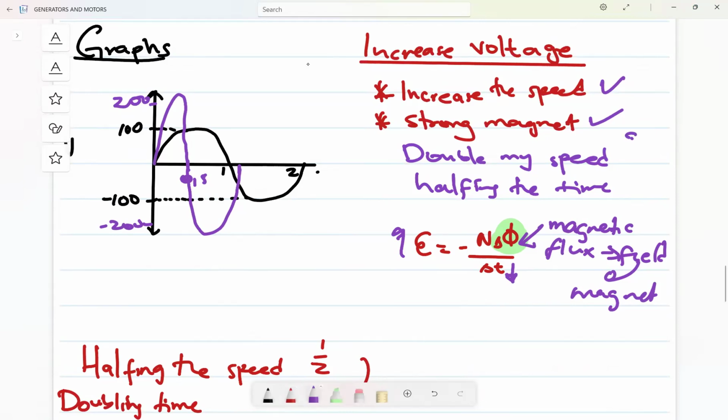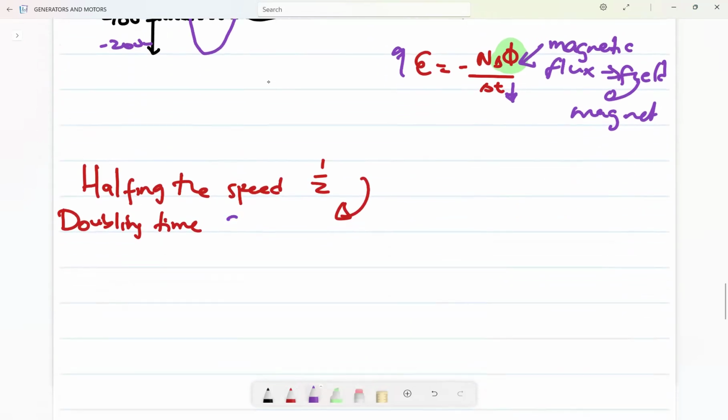Here I said I am doing what? I'm doubling the speed. Remember, double is 2 divided by 1, which is 2. When I take the inverse of this, it is the same as half. Can you agree with me? Yes. So now I'm doubling my time.